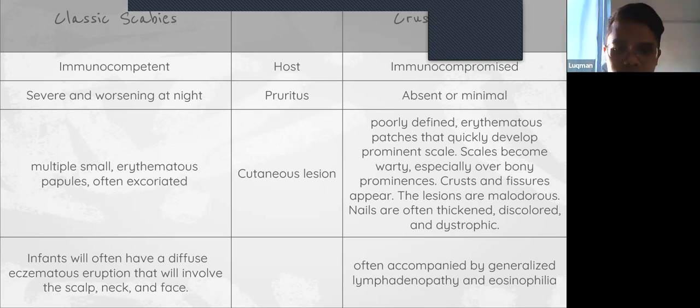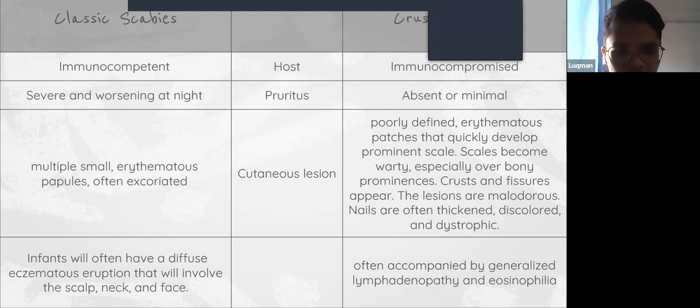And the difference between classical scabies and crusted scabies is that the host of crusted scabies is immunocompromised and elderly patients. Immunocompromised includes HIV, transplant patients, or prolonged use of corticosteroid or prolonged chemotherapy. And in classical scabies, the pruritus is severe and worsens at night, whereas in crusted scabies there is no or minimal pruritus.